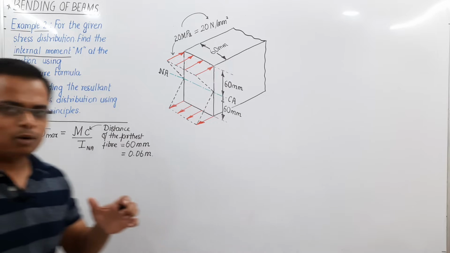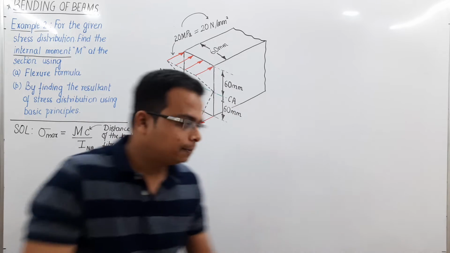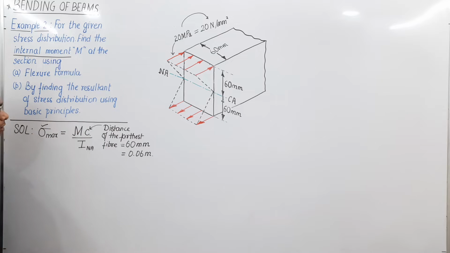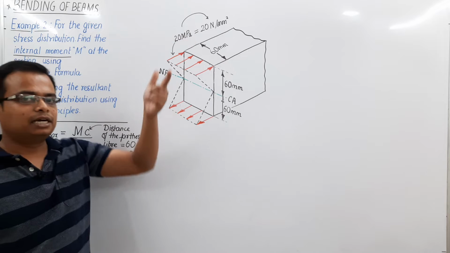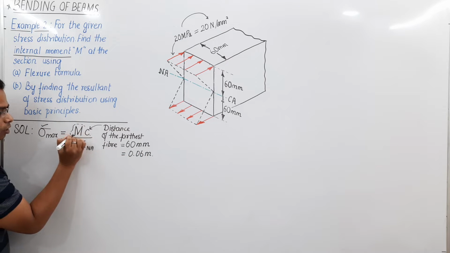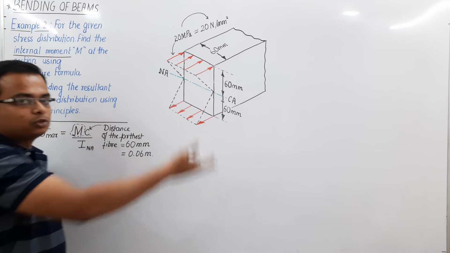Okay, let us approach this problem in SI units. Let us do Newton, meter, all of that. So that was all about the value of c. You know what sigma max is? That is 20 megapascal. That is known to us. No problem. What is supposed to be calculated is this fellow over here. That is the internal moment, because of this stress distribution, it is quite obvious.